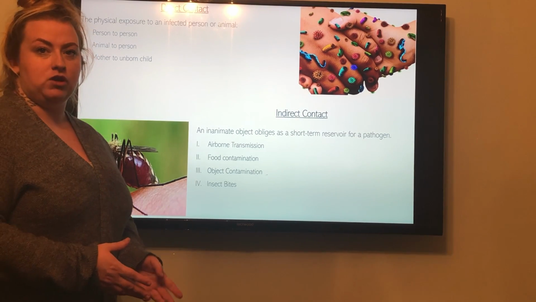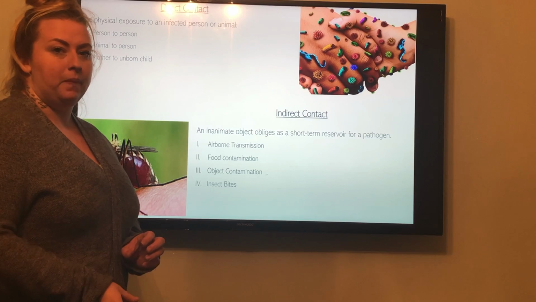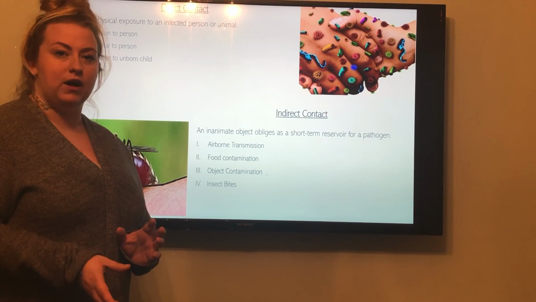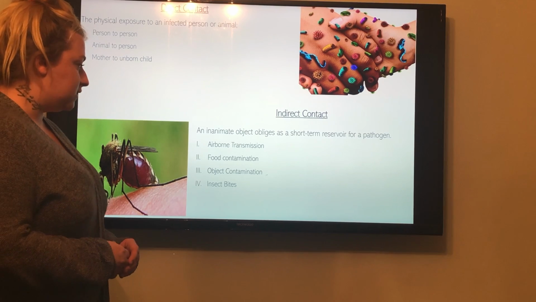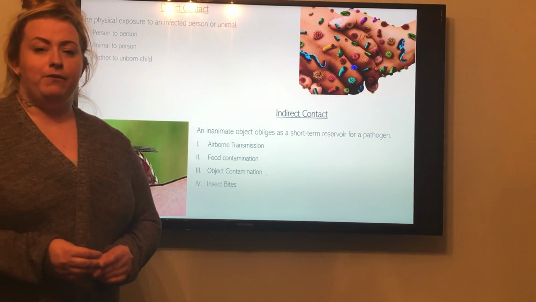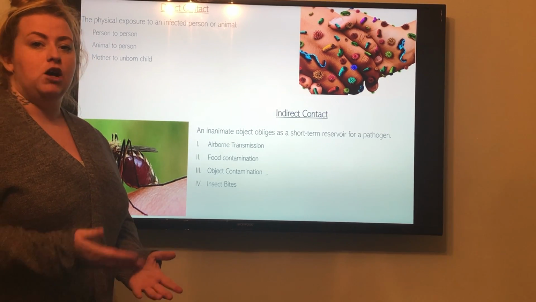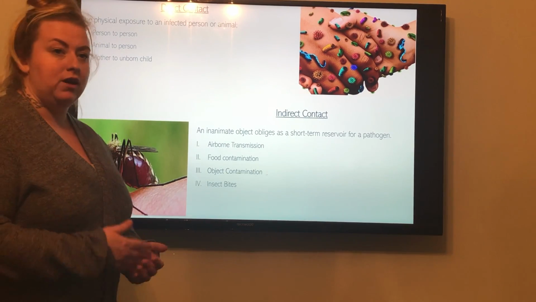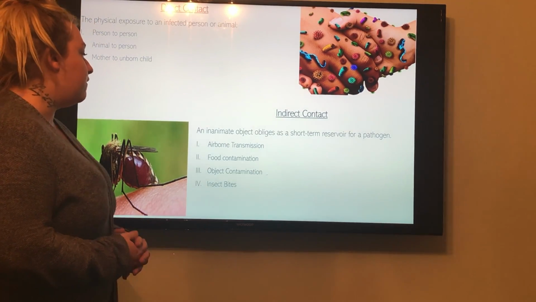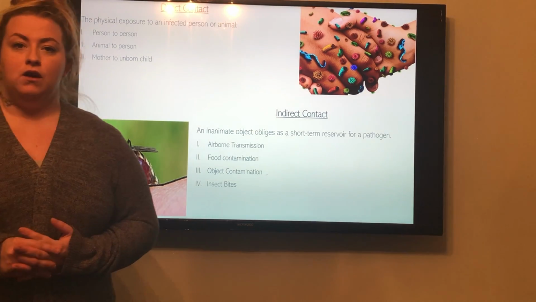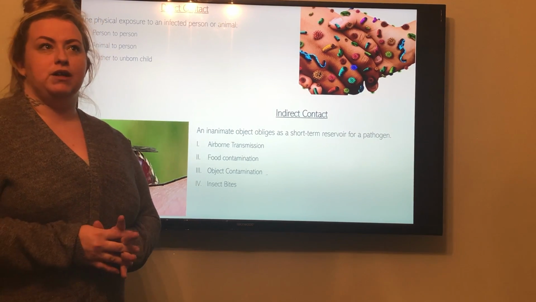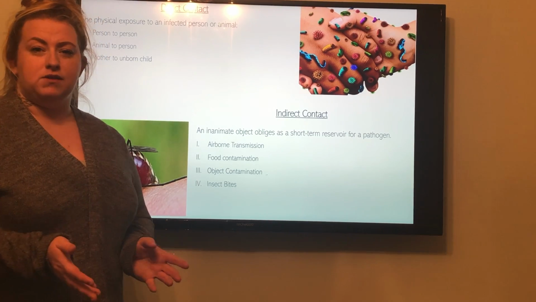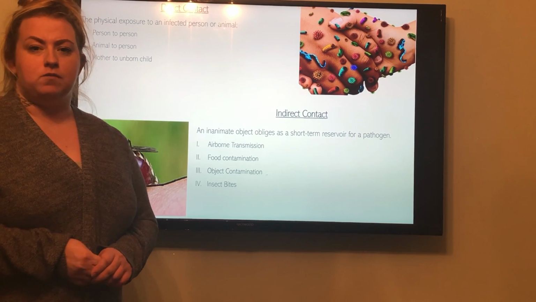Now, airborne transmission is an infectious agent lingering in the air. Food contamination is improperly handled produce, uncooked foods or unwashed salads. Object contamination is often an infected person touching something such as a door handle for a non-infected person to then touch, and thus transmitting a virus. And insect bites are done through things such as mosquitoes, fleas and ticks. The mosquito is responsible for transmitting malaria.